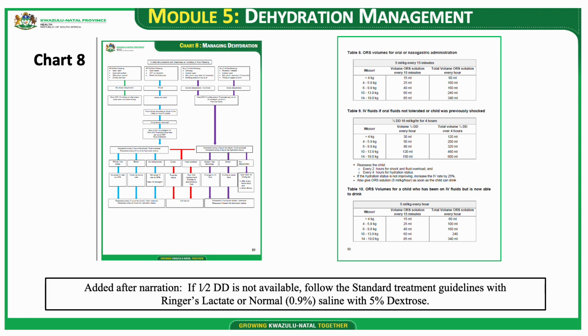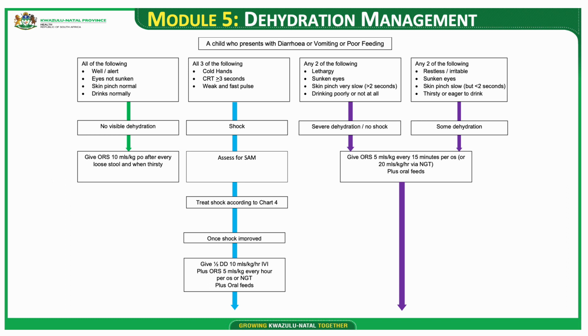Dehydration management has sometimes been found to be quite tricky, but if one follows an algorithm, it is actually quite easy to understand. On chart 8, you will find the algorithm, and we will go through it in more detail now. Let's look into this algorithm in more detail. In a child who presents with diarrhea or vomiting or poor feeding, we can classify them into 4 groups: a child with no visible dehydration, a child with shock, a child with severe dehydration but no shock, or a child with some dehydration. To come to this diagnosis, we look at the boxes above.